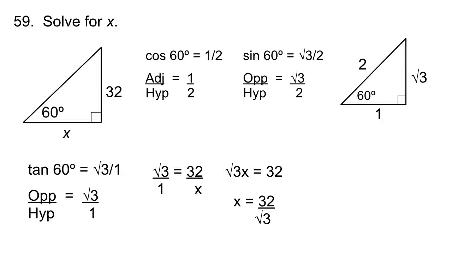And while that is the value of x, we don't leave our answer with a radical in the denominator. We rationalize the denominator by multiplying by a disguised form of the number 1. My new numerator becomes 32 root 3. My denominator is 3.